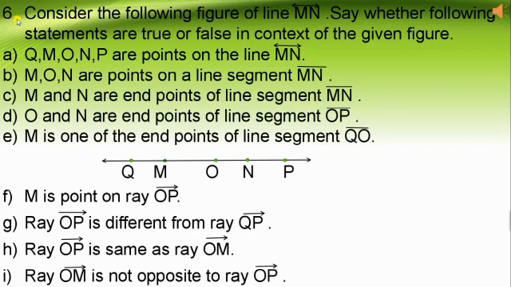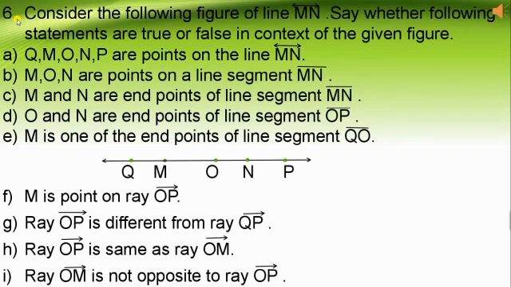Then statement D. O and N are end points of line segment OP. The name says that the end points of this line segment OP are O and P. So, this statement is false. Then statement E. M is one of the end points of line segment QO. Line segment QO means its end points are Q and O. Then this statement is also false.